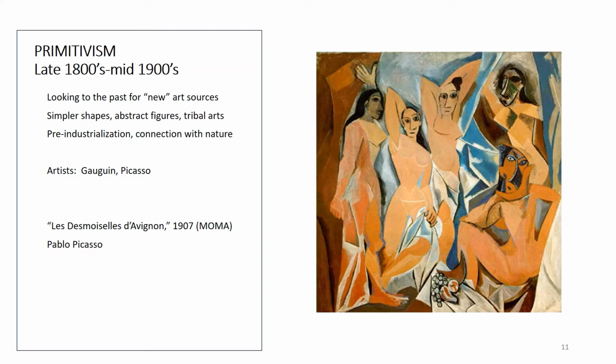We have artists like Gauguin and Picasso. Gauguin was using nude women in island settings, and that would be a definite form of primitivism. But I think this example from Picasso is the best way to show a primitive inspiration in these artists' work.